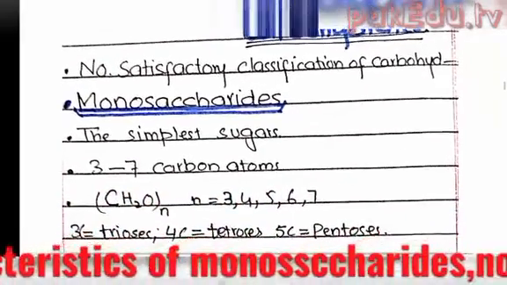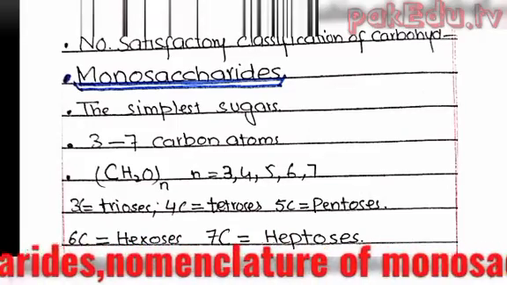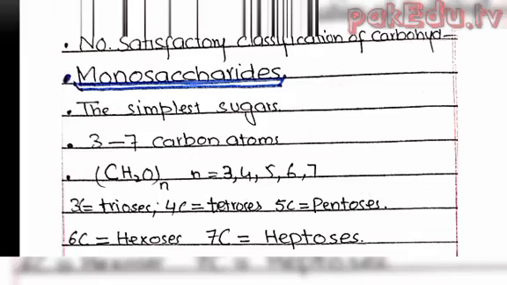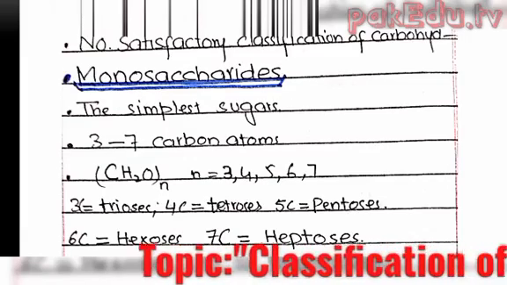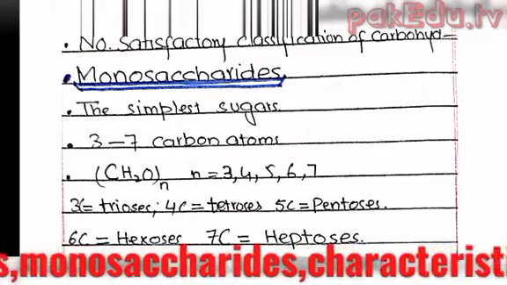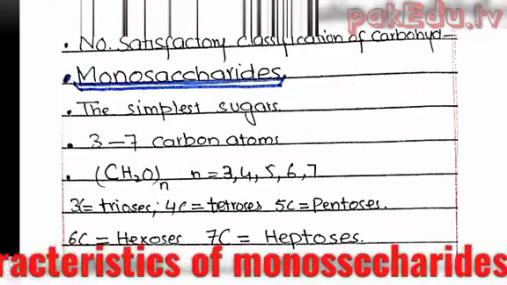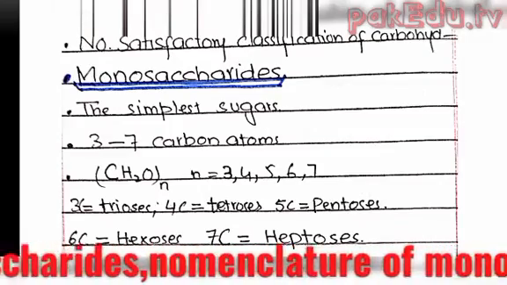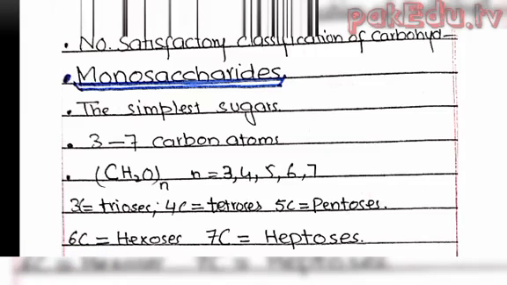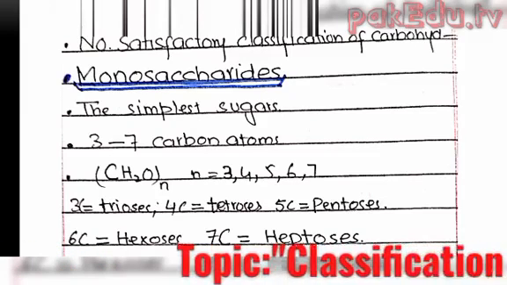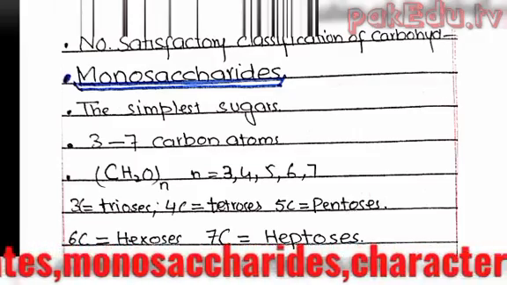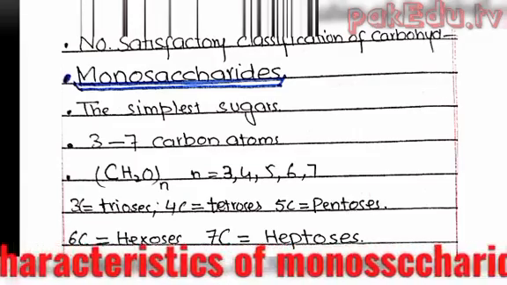The general formula for monosaccharides is CH2O taken N times, where N is equal to 3, 4, 5, 6 or 7. Besides these numbers, N can't have any value. If N is equal to 3, then the monosaccharide will be a triose. N is equal to 4 for tetroses, 5 for pentoses, 6 for hexoses, and 7 for heptoses.